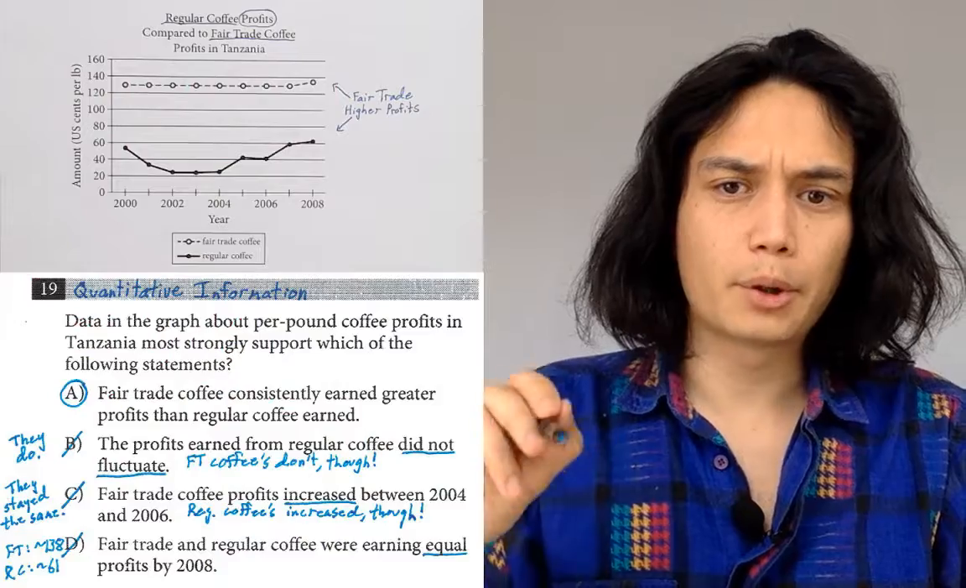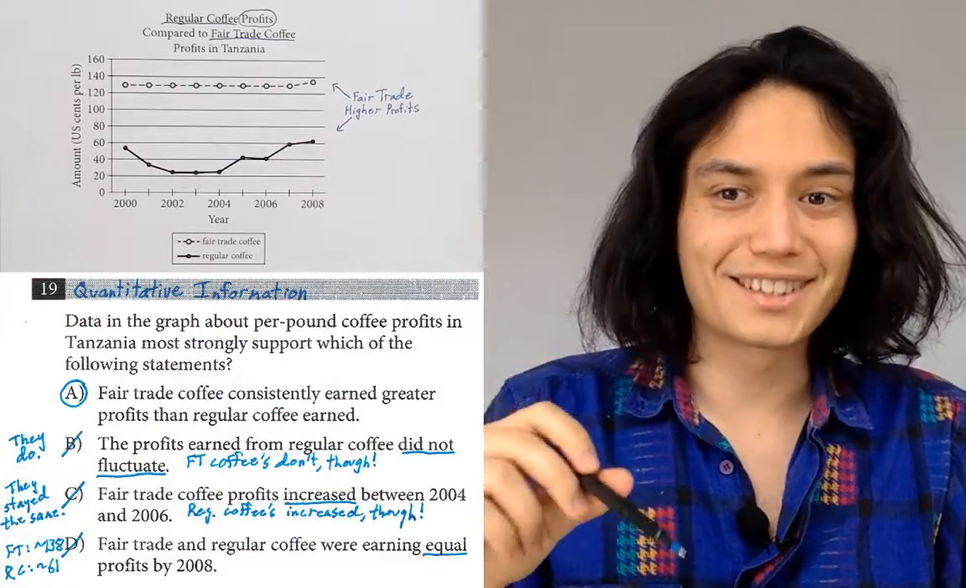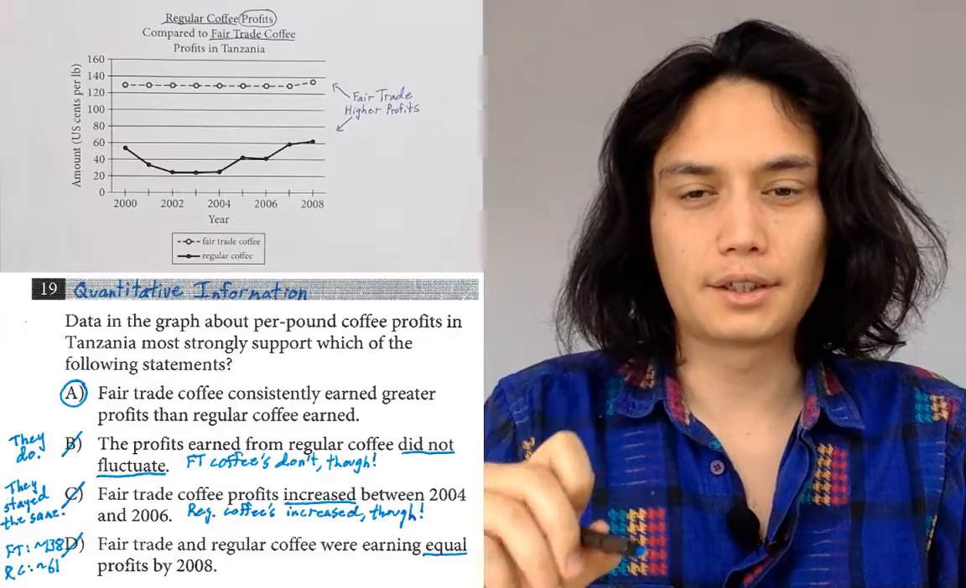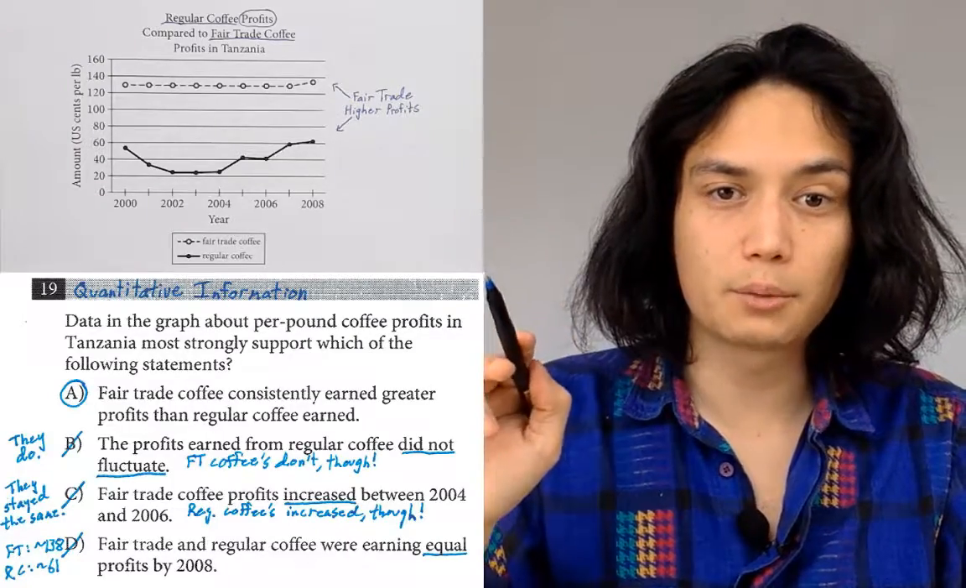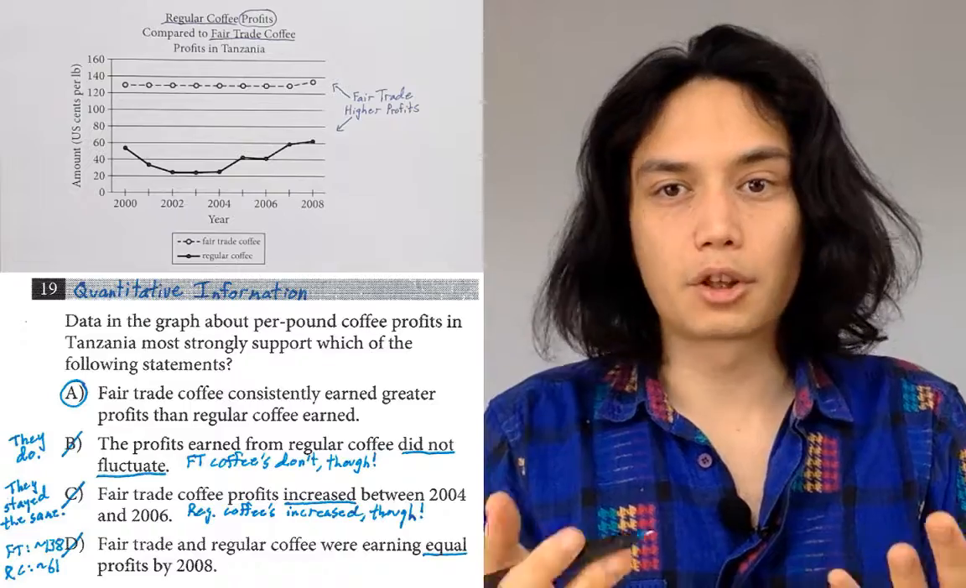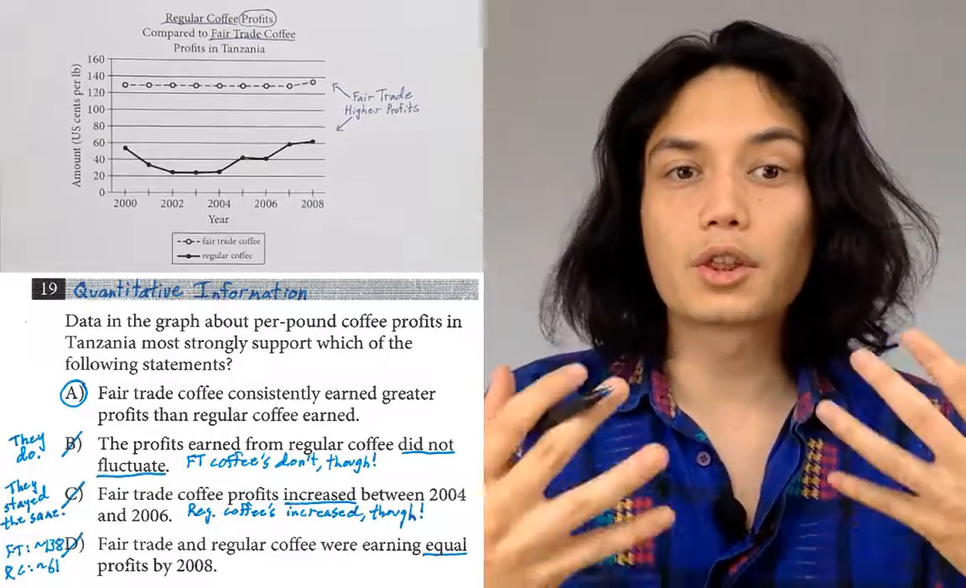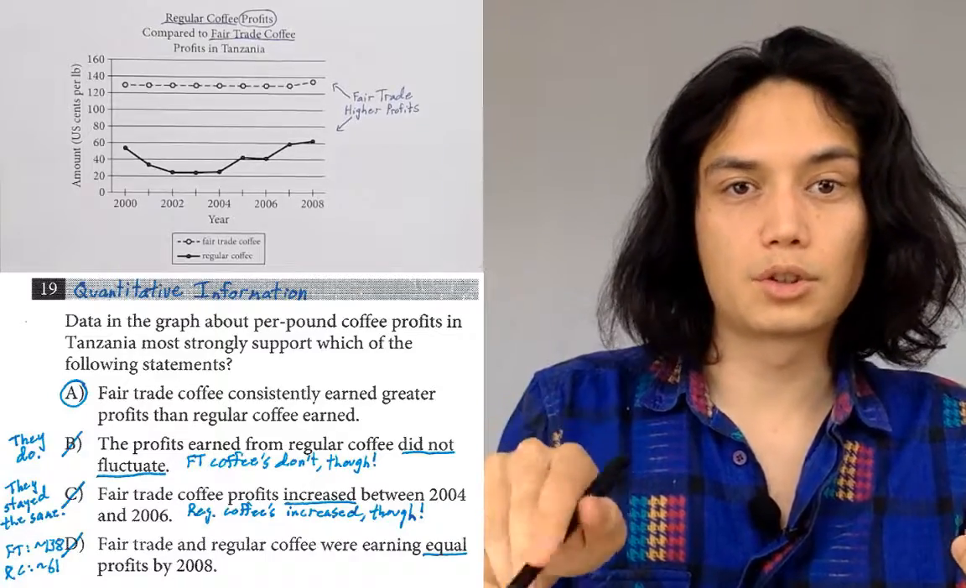Data in the graph about per pound coffee profits in Tanzania most strongly support which of the following statements? Alright, so this is a quantitative information question. It's a question about the graph. Now, here's the graph up here, and really this question is asking, read the graph and then tell me which of these are true and which is false.